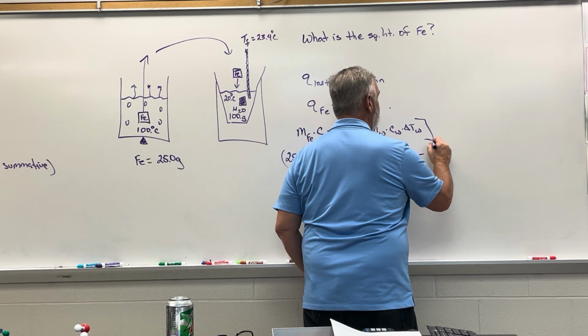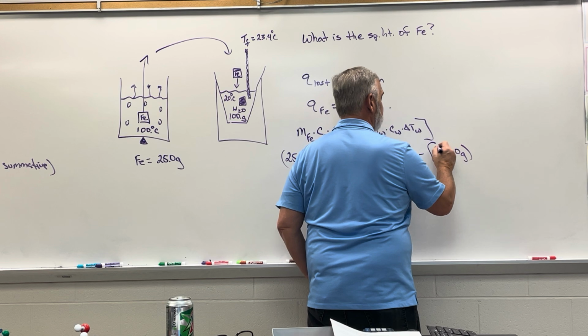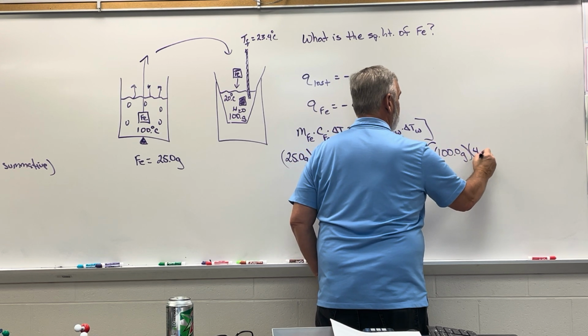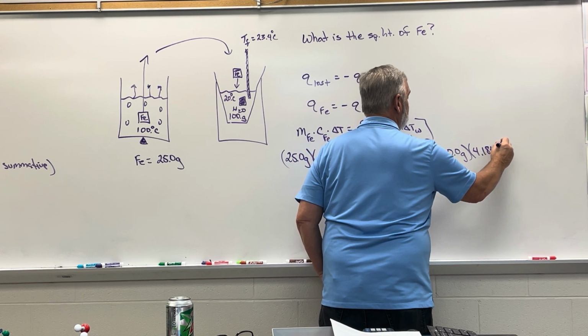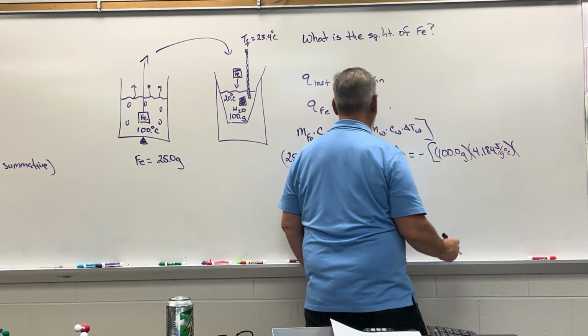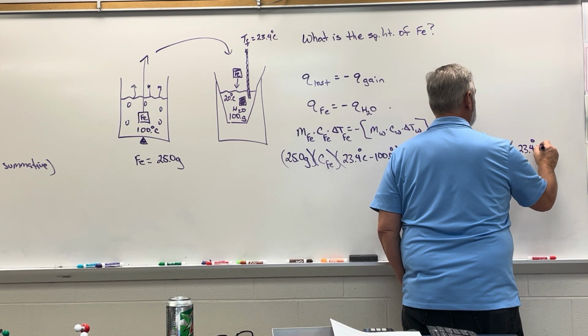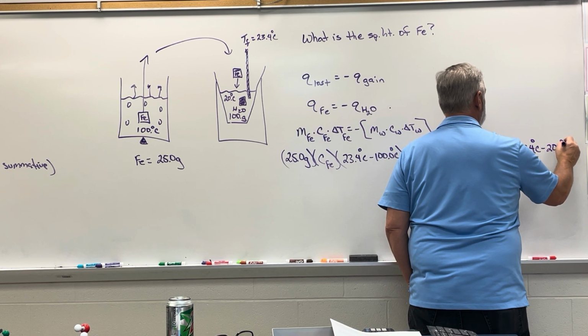Is equal to the negative, the mass of the water is 100 grams. What's the specific heat of water? 4.184. Now that's actually always going to be given to you. And then the change in temperature of this one is going to be 23.4 degrees Celsius minus the 20 degrees Celsius.